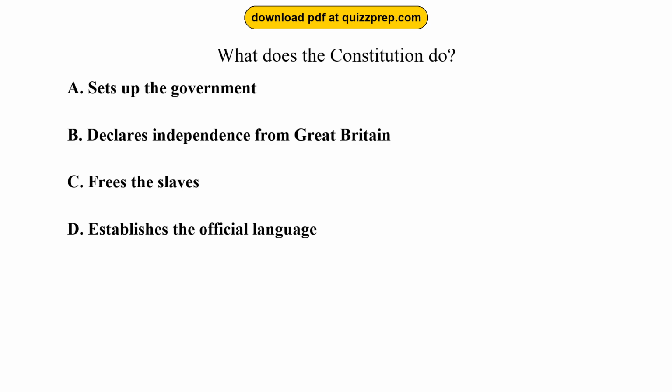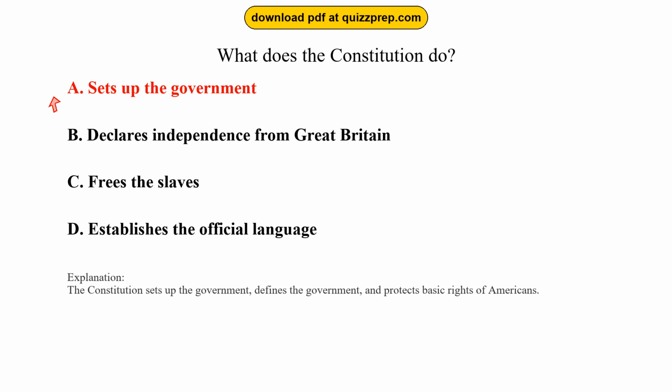Question 75. What does the Constitution do? Option A. Sets up the government. Option B. Declares independence from Great Britain. Option C. Frees the slaves. Option D. Establishes the official language. The correct answer is option A. Sets up the government. The Constitution sets up the government, defines the government, and protects basic rights of Americans.